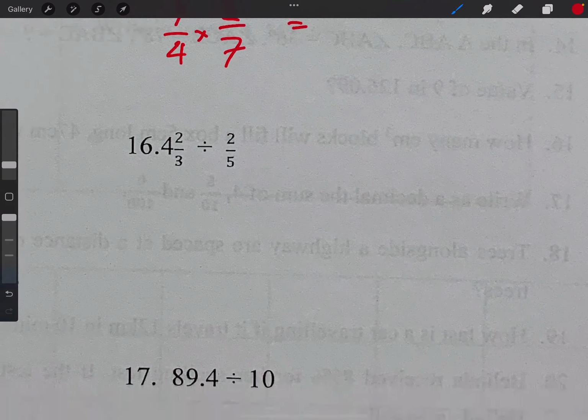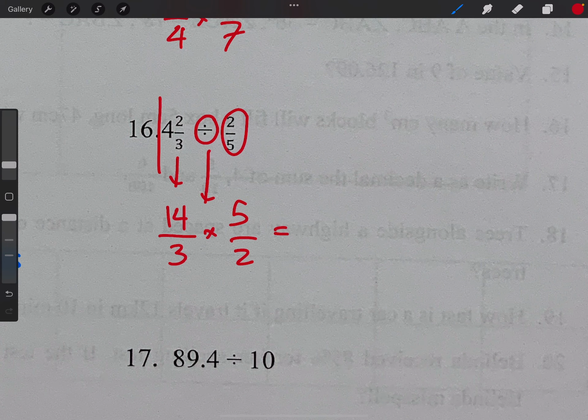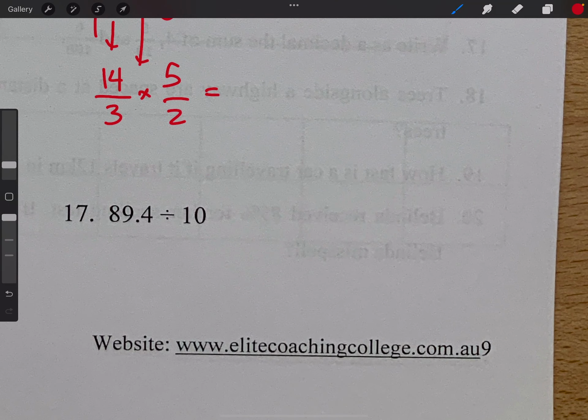Again, question 16. You're going to change this one into an improper fraction. So 4 times 3 is 12, 12 plus 2 is 14 over 3. Now because we're dividing, we're going to flip this one upside down. So we're going to do 5 over 2, and we change divide into a times. Okay, work it out. Make sure you simplify it if you can.